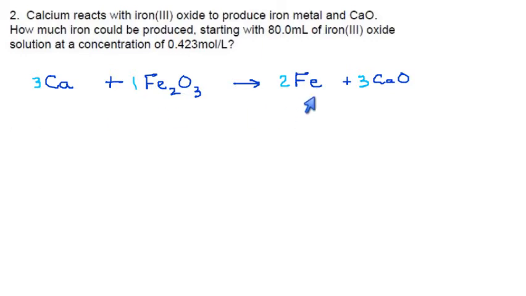They want to know how much iron is produced if we're starting with 80 milliliters of iron oxide solution at a concentration of 0.423. So all our information at first is about the iron oxide. They tell us its volume, which is, I'm not going to write 80, why not?